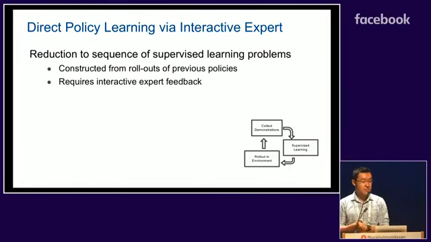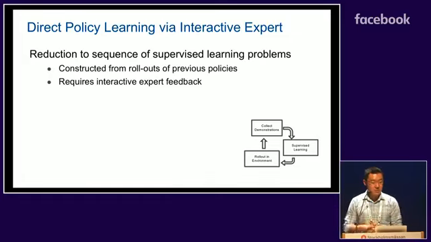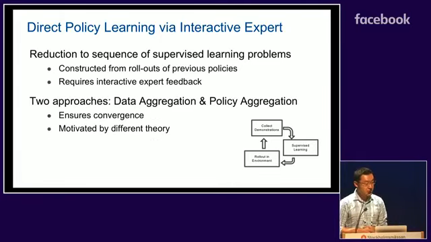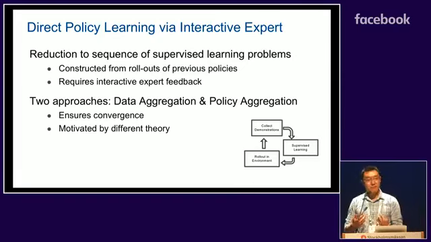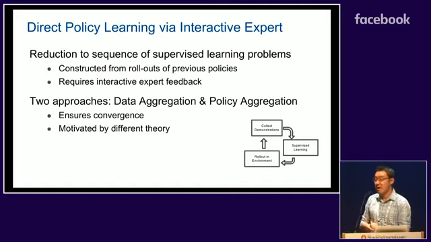Okay, so just to summarize, and then I'll hand it over to Huang. What I presented to you is direct policy learning via an interactive expert, which reduces to a sequence of supervised learning problems constructed from rollouts of previously trained policies. And this requires interactive feedback in order to correct for the mistakes made by the policies during intermediate rounds of training. I showed you two approaches, data aggregation and policy aggregation, and they have different ways of learning to correct for all the mistakes that have been made in the past to ensure convergence to a policy that's close to optimal.